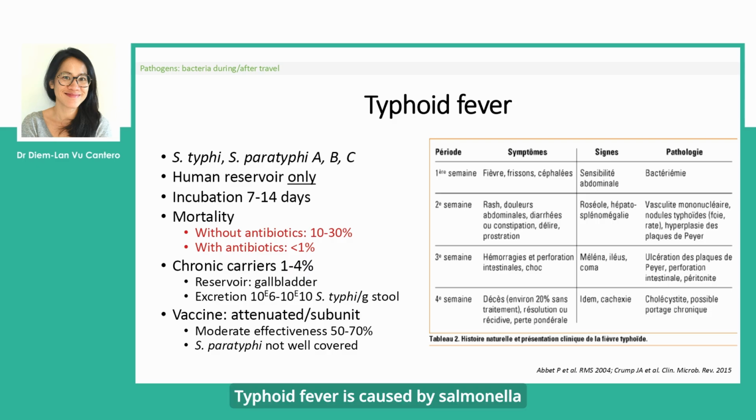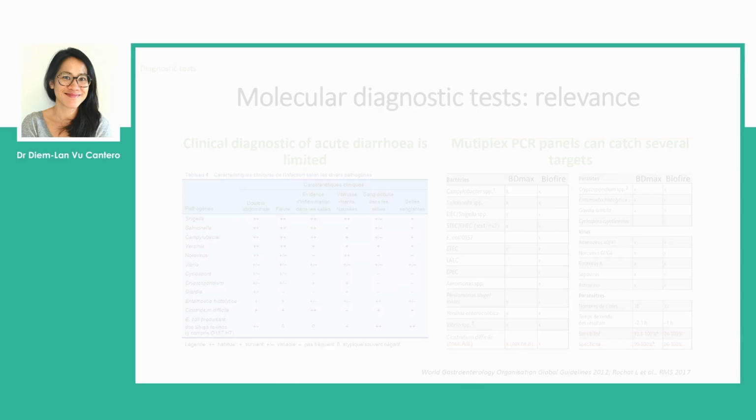Typhoid fever is caused by Salmonella typhi and paratyphi, and is an important cause of acute diarrhea or of sepsis during travel because the mortality can reach up to 10 to 30%. And this mortality rate can be decreased by antibiotics to less than 1%. So in this situation, antibiotics must be prescribed.